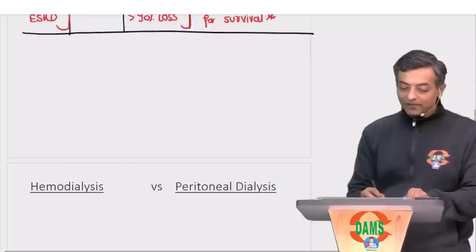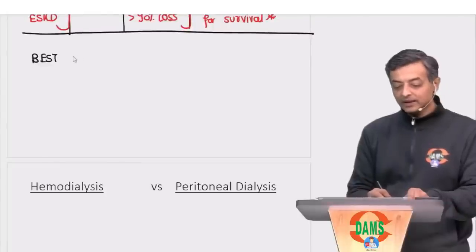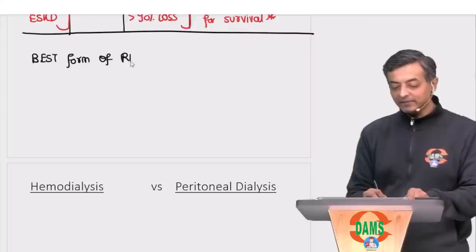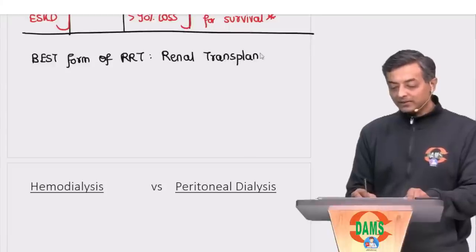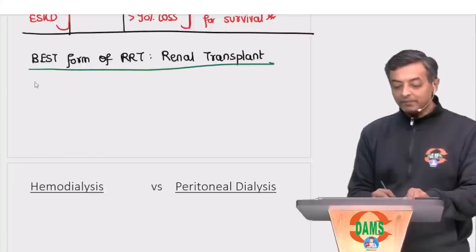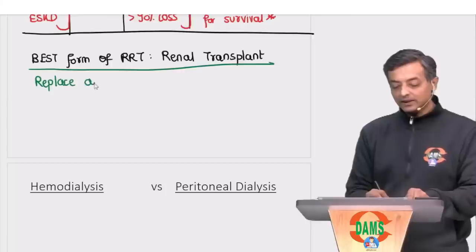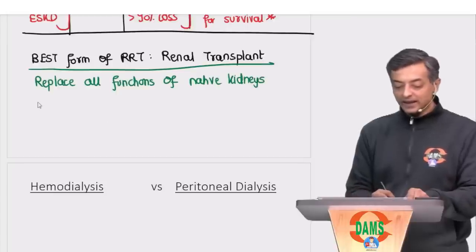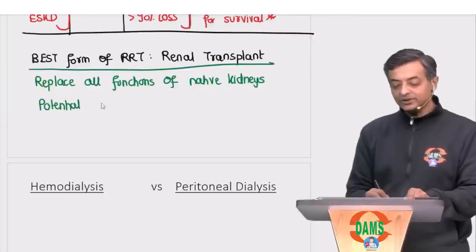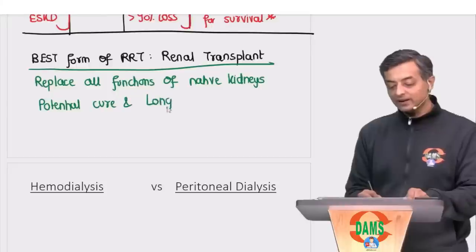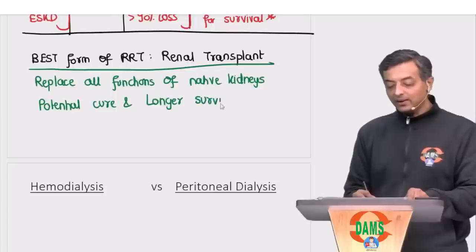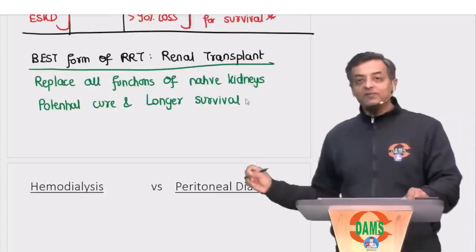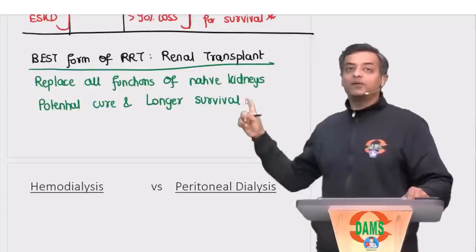The best form of renal replacement therapy remains renal transplant. Because what will a transplant do? The transplant can replace all the functions of the native kidneys, and that is why it offers potential cure and longer survival. That is why if I want to do RRT, first I will try for the transplant.